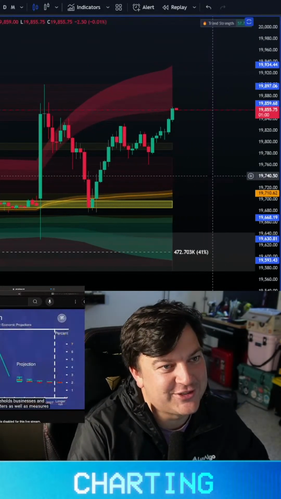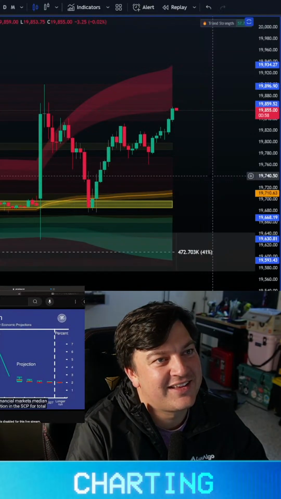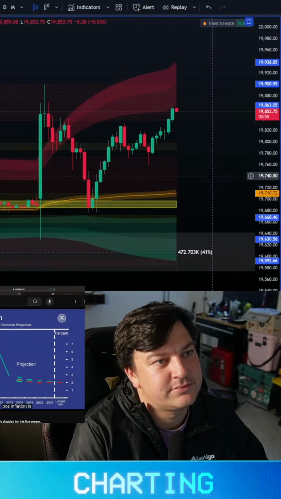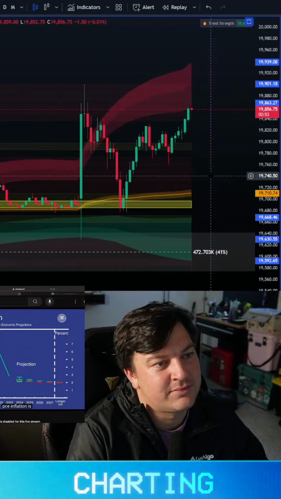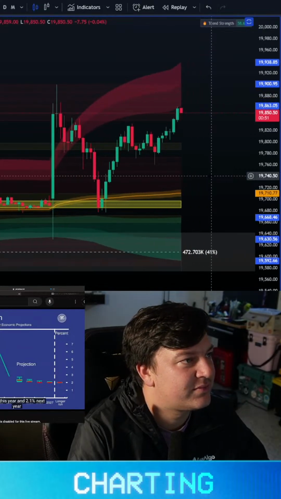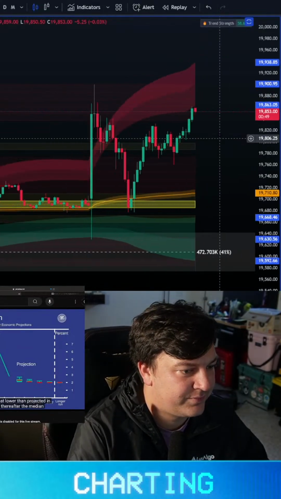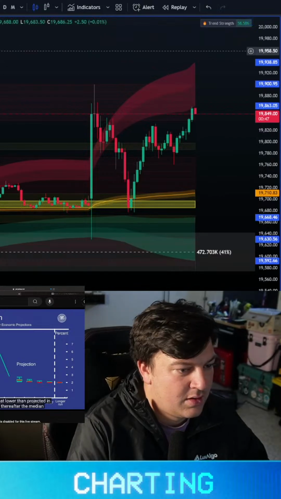Who said inverse head and shoulders? I saw somebody say that. The median projection in the SEP for total PCE inflation is 2.3% this year and 2.1% next year, somewhat lower than projected in June. Thereafter, the median projection is 2%.